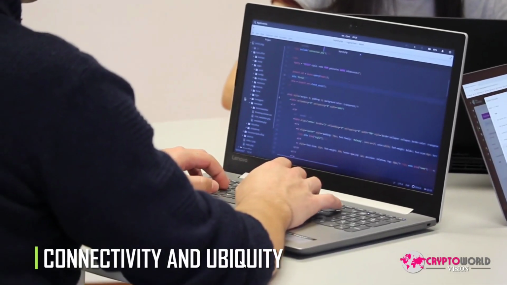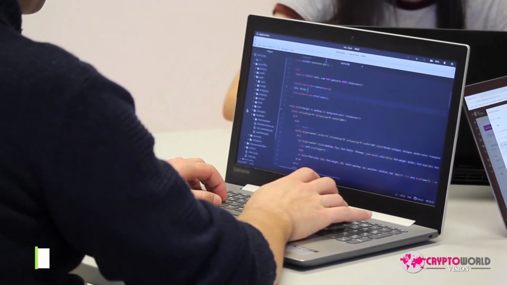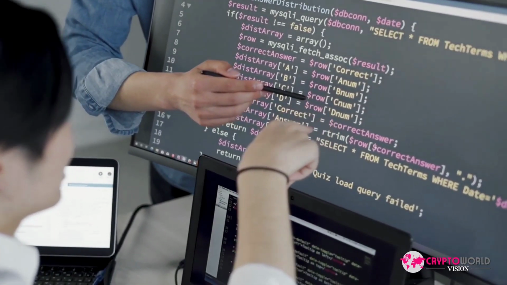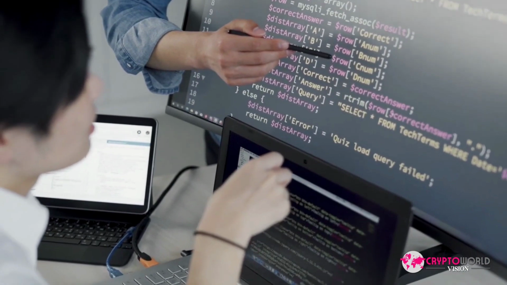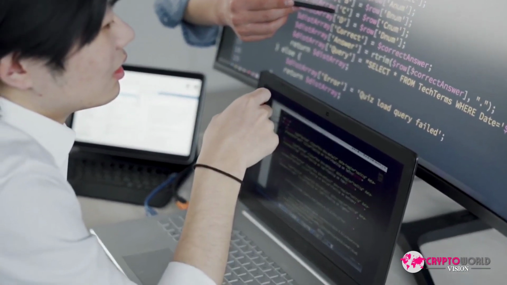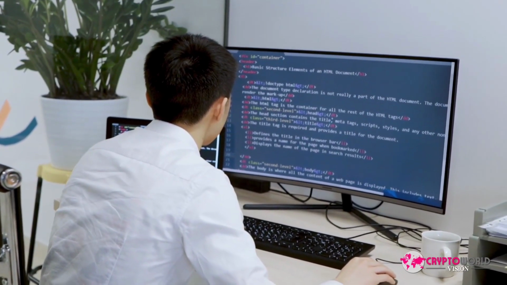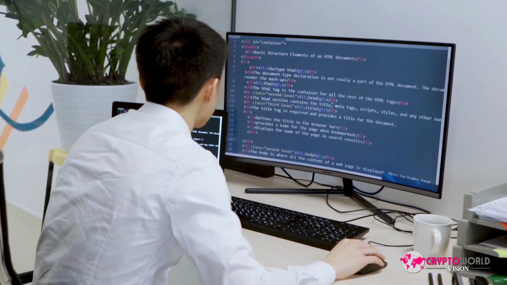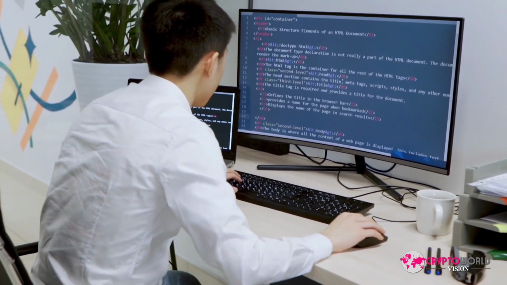Connectivity and ubiquity. With Web 3.0, information and content are more connected and ubiquitous, accessed by more applications and a growing number of everyday web-connected devices, one example being the Internet of Things.